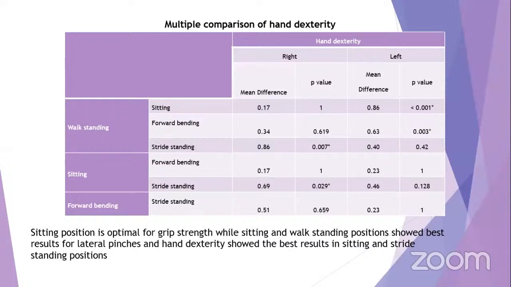Then multiple comparison of hand dexterity was again seen and analyzed. The Bonferroni test was again used for multiple comparison of hand dexterity for left and right. Since mean hand dexterity of stride standing was higher than in sitting position and any other position, the stride standing position for right hand dexterity was considered best, followed by sitting position.